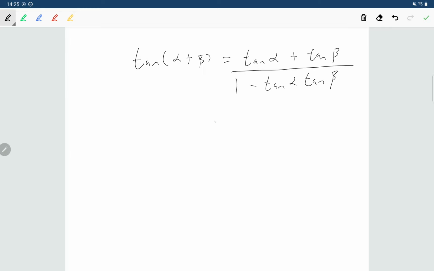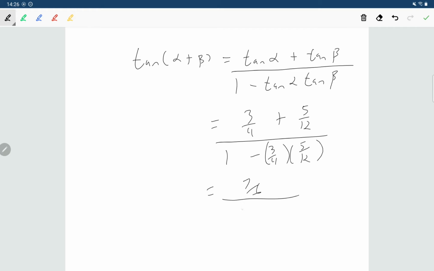And now we just put in what we found. We found that tangent of alpha was 3/4 and that tangent of beta was 5/12. And then I just need to calculate. The numerator is equal to 7/6, and the denominator is equal to 11/16. And then if you simplify, this is 56 over 33.